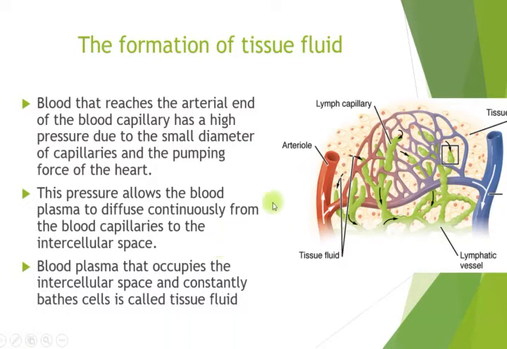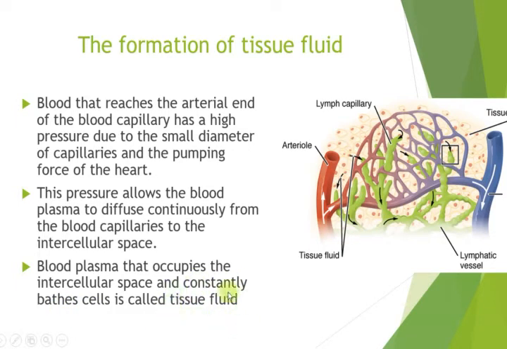Okay. Then the blood plasma occupies the intercellular space and constantly bathes cells. So the blood plasma that occupies the intercellular space and constantly bathes the cells is called tissue fluid. Okay. So, what is a tissue fluid? It is a fluid or the blood plasma that occupies the intercellular space and will constantly bathe the cell. Okay, that is referred to as the tissue fluid.